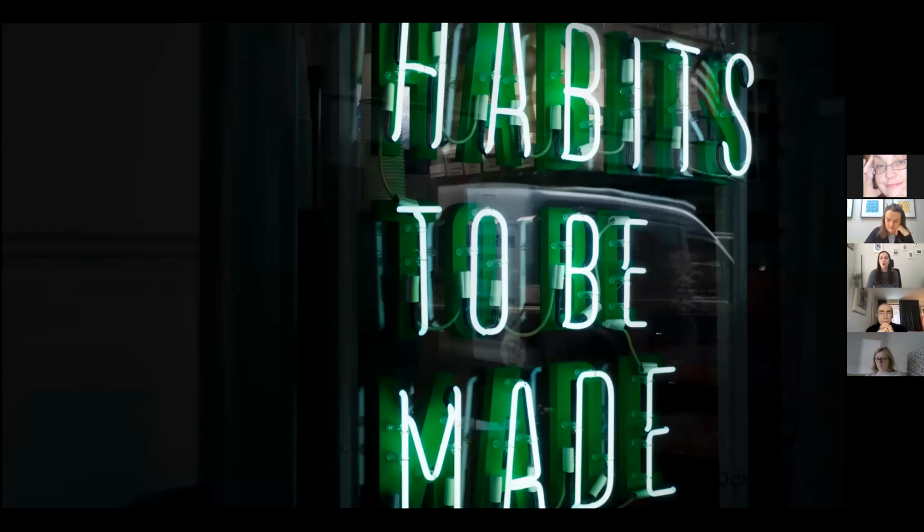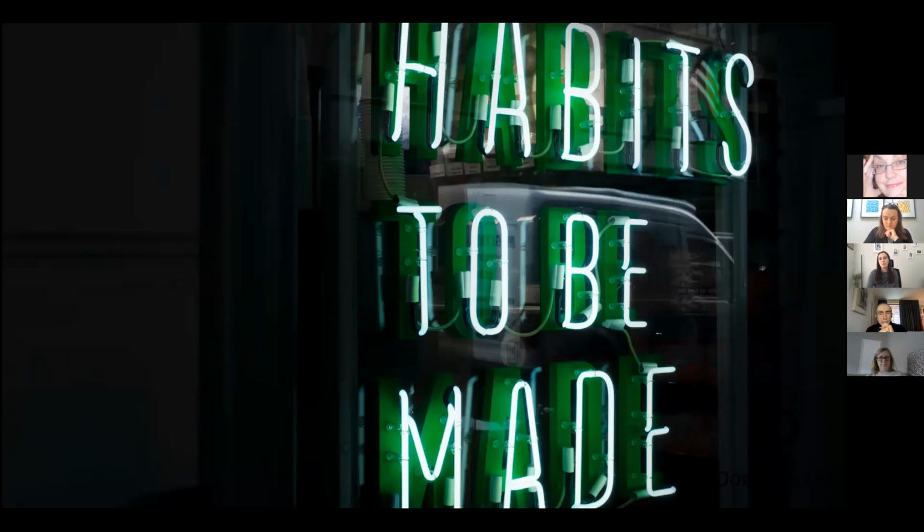So all behavior is driven by the desire to solve a problem. Sometimes the problem is that you want to experience something good, or sometimes it's that you're experiencing pain and you want to relieve it. So a habit is a behavior repeated enough times that it becomes automatic.